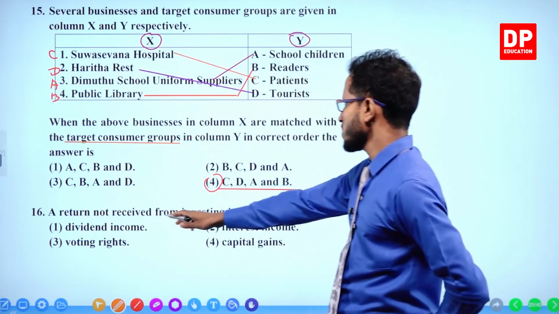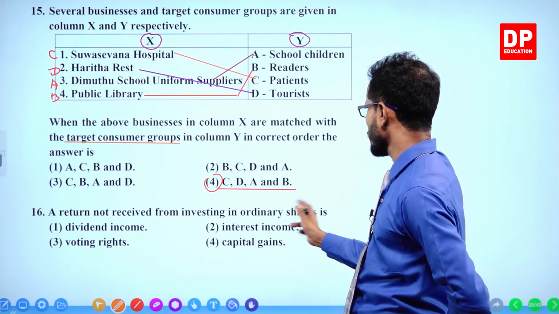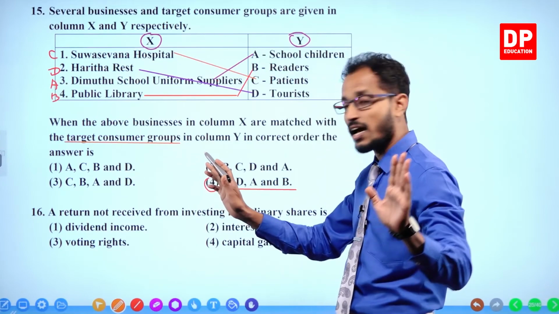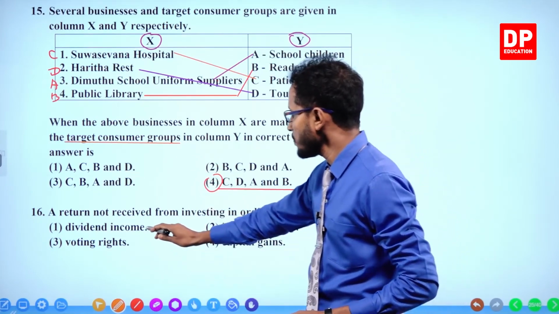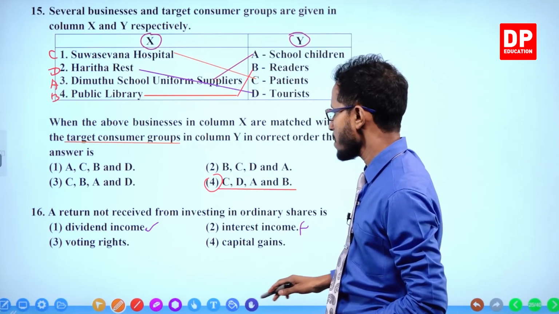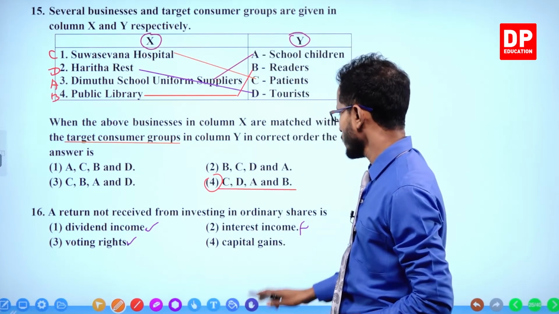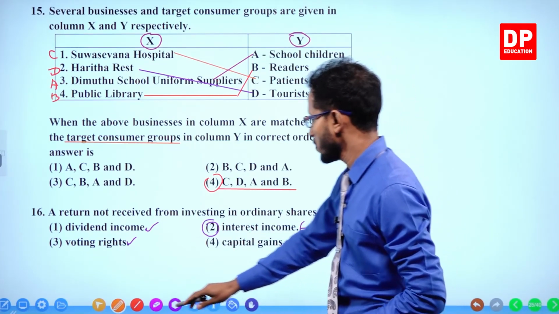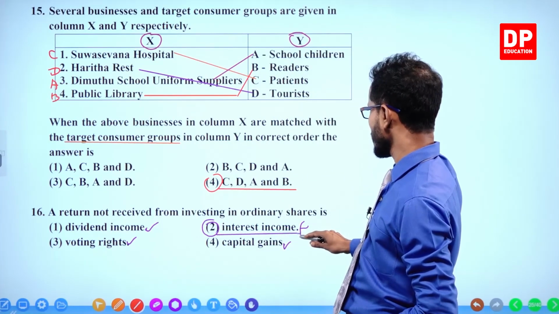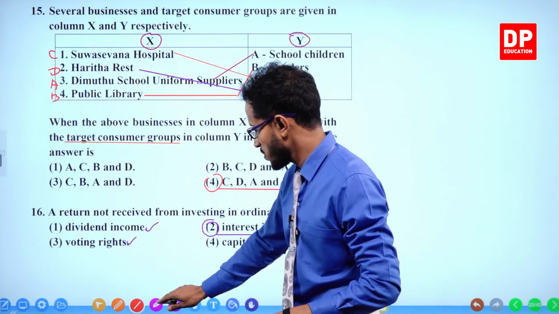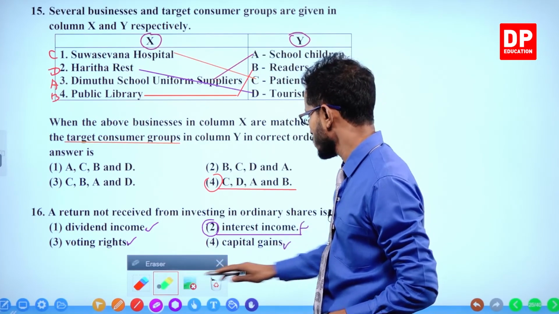A return not received from investing in ordinary shares. Return which is not coming from shares. Dividend income comes from shares. Interest income does not come from shares. Voting rights come from shares. Capital gains come from shares. So interest income is the thing that does not come from shares.